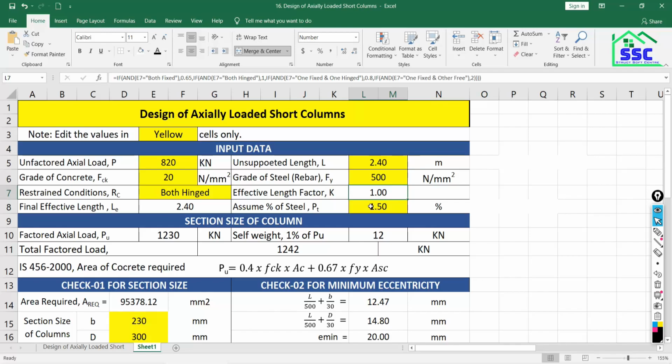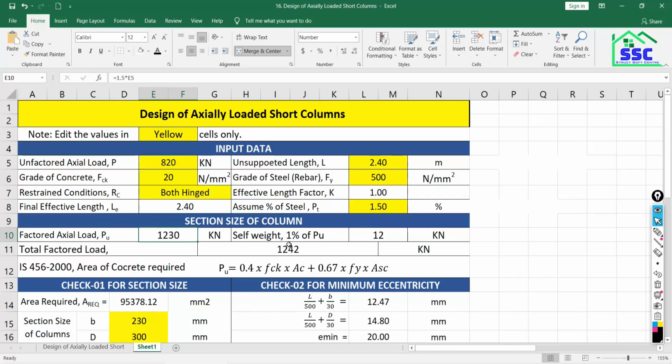Actually we have not designed the column just right now, but for the further action we need to consider this percentage of reinforcement. So in between 0.8 and 6, I am going to consider 1.5% of reinforcement in this section. Now the factored axial load will be 1.5 times your service load or unfactored load 820. If you multiply 1.5 with 820, you will get 1230 kilonewton.